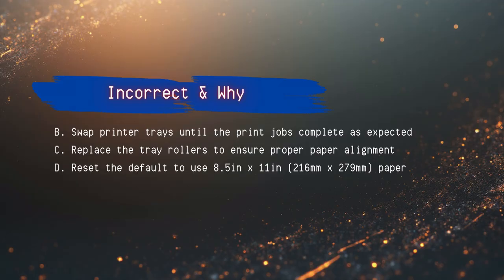Incorrect answers. B. Swap printer trays until the print job completes as expected. Now, while swapping trays might allow for a temporary workaround, it doesn't address the root cause of the issue. The correct configuration of the tray should be the first step to fix the problem. C. Replace the tray roller to ensure proper paper alignment. Now, while worn out rollers could potentially cause paper feed issues, this doesn't seem to be the case here. The problem is more likely related to incorrect paper size detection or settings rather than physical alignment issues.